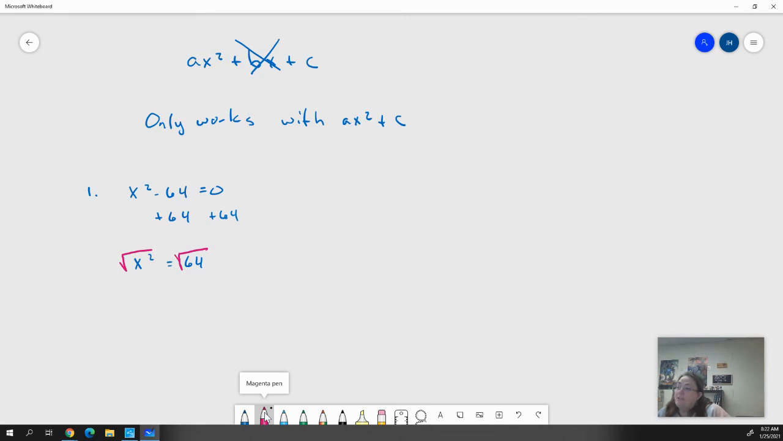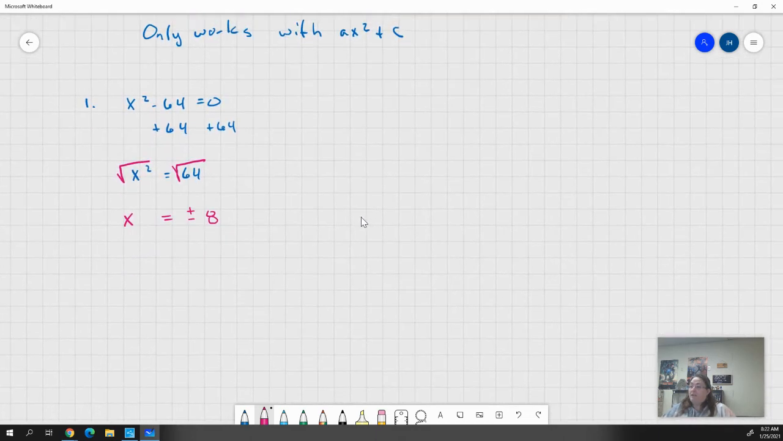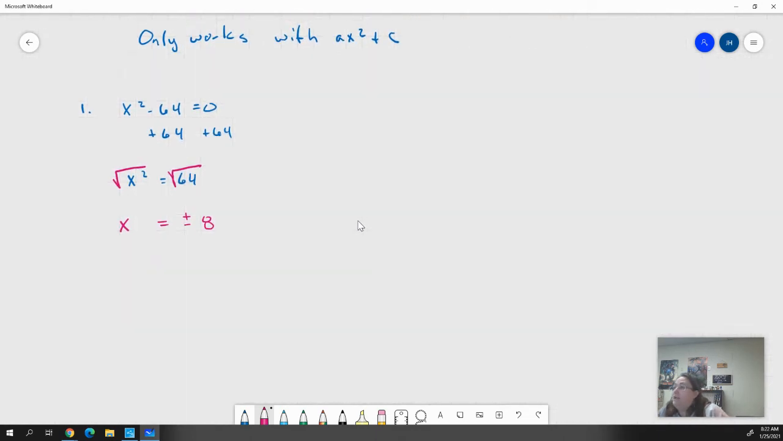Now the square root of x squared is x, the square root of x times x, which means x can come out, right? The square root of x squared is just x. The square root of 64 is going to be plus or minus 8. And those are our two solutions, right? 8 and negative 8 are our actual solutions to this quadratic.